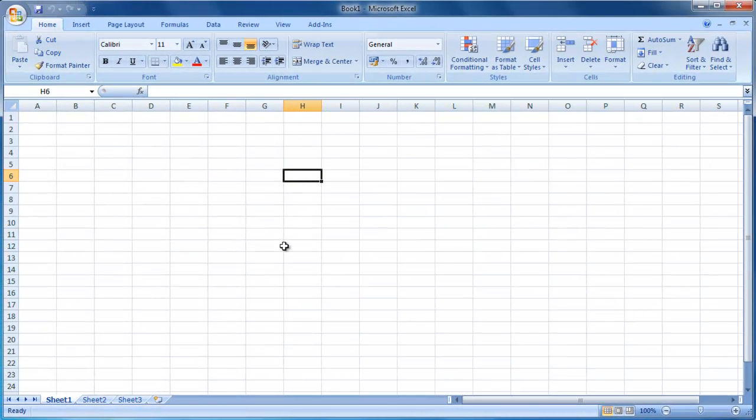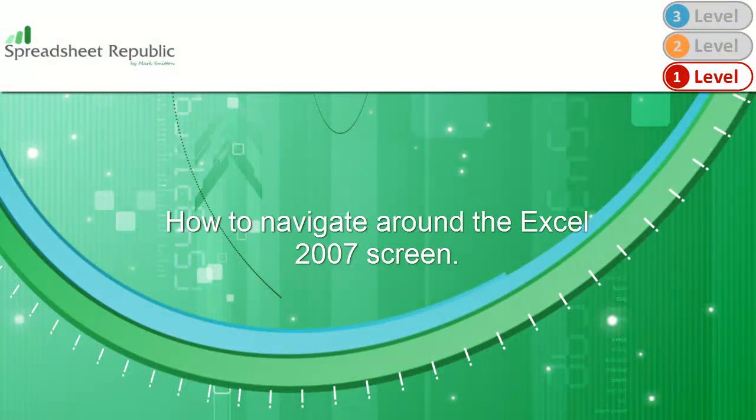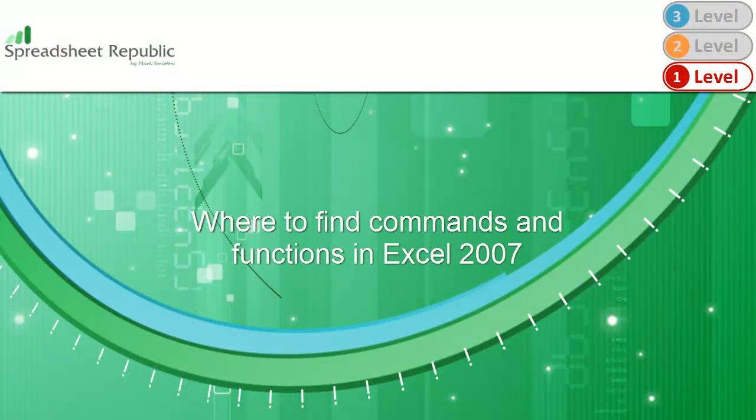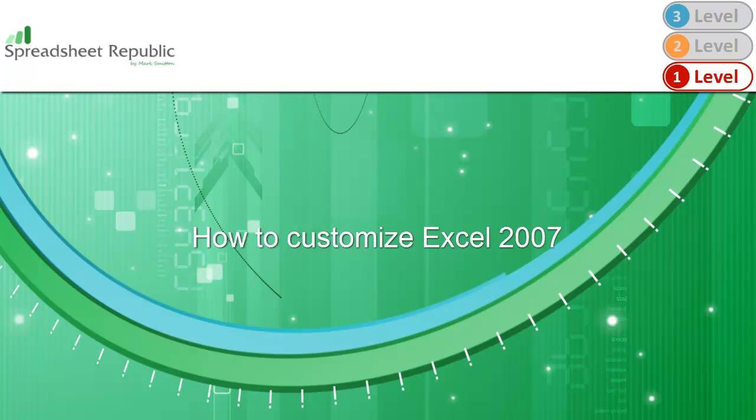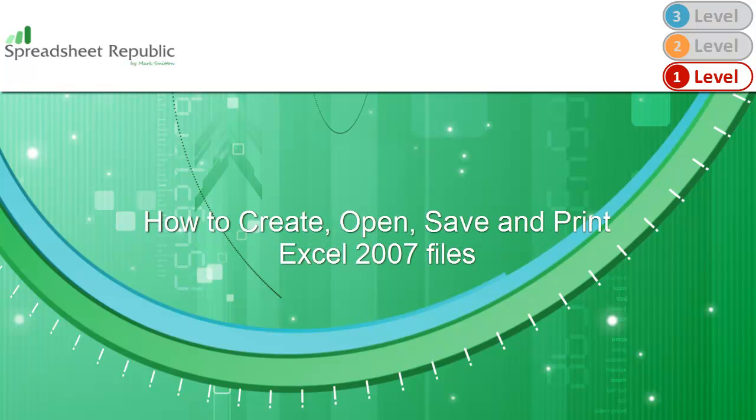Now, that completes my Excel 2007 overview guide. We have learnt how to navigate around the Excel 2007 screen. We have learnt where to find commands and functions in Excel 2007. We have learnt how to customize Excel 2007. And we've learnt how to create, open, save and print Excel 2007 files.